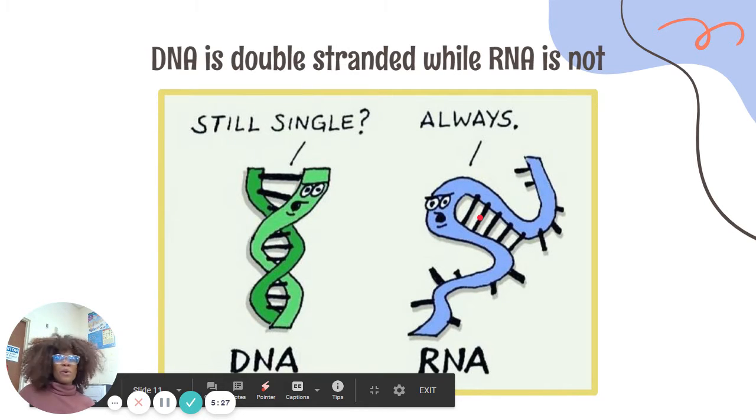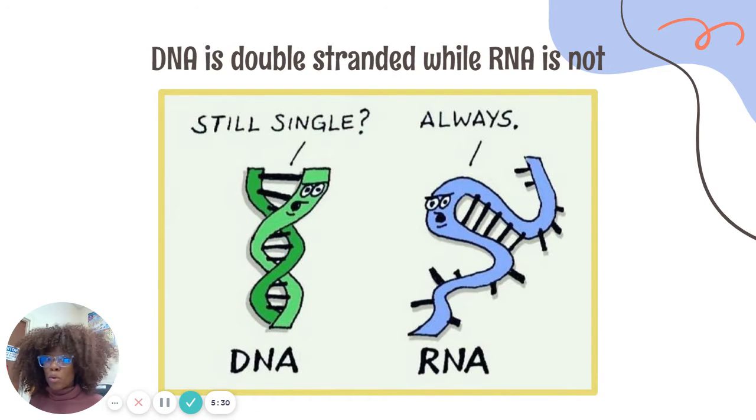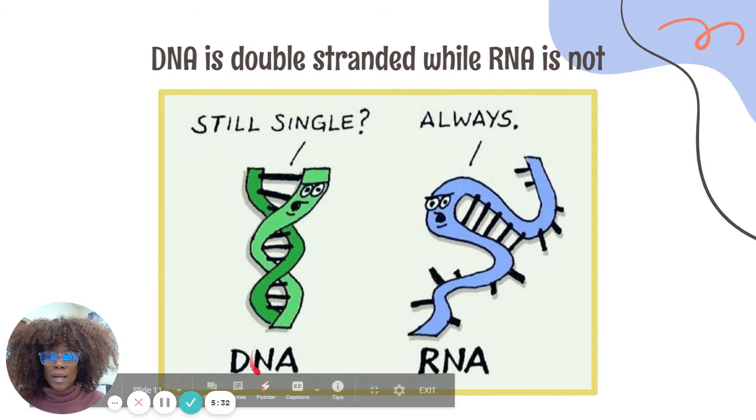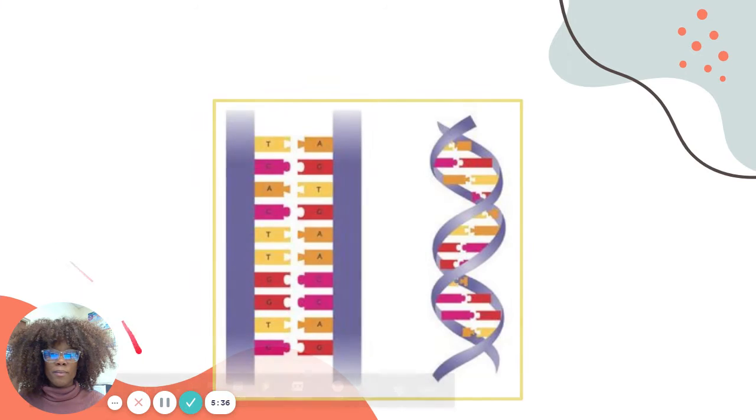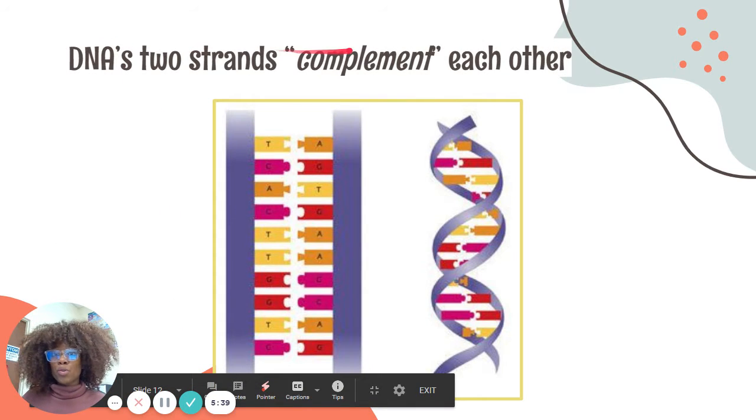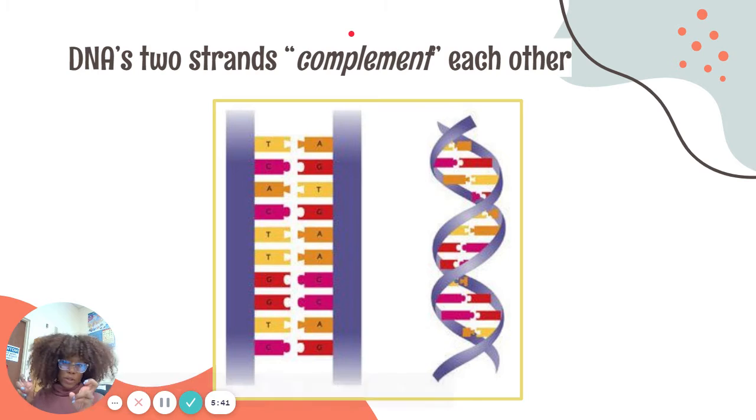So, some more facts about DNA. DNA is double-stranded, so it has those 2 strands, while RNA is not. DNA's 2 strands are going to complement each other. You can get a hint at what complement means, because if you look at this, the A and the T fit together perfectly. But if you were to try and put that A piece inside of the C, or that's a G, it wouldn't fit, right? So A and T are actually going to fit perfectly together.